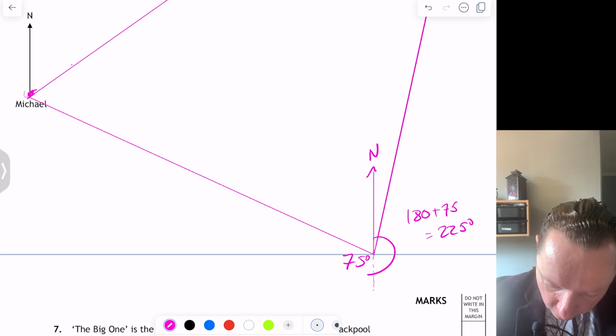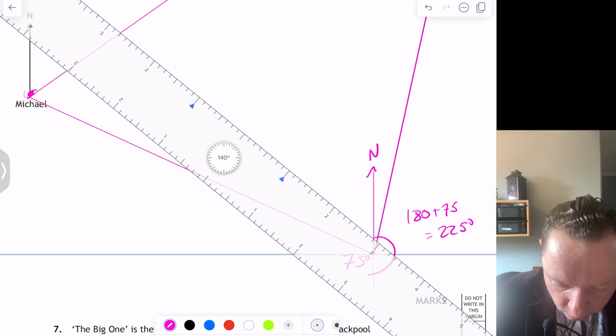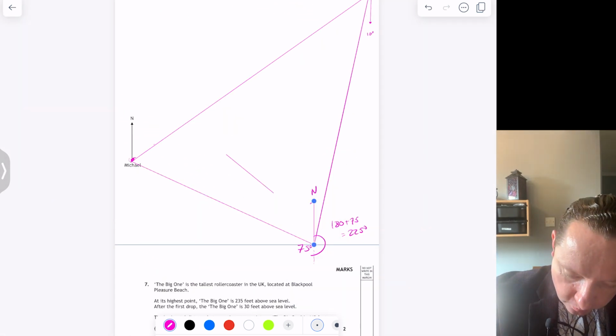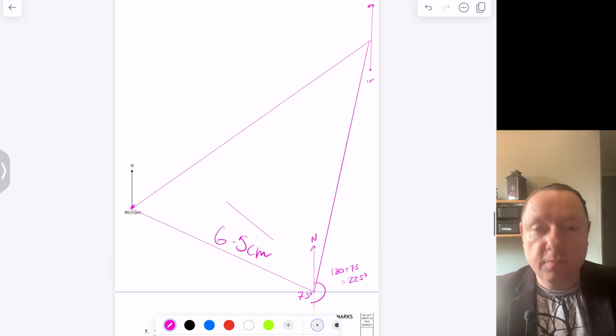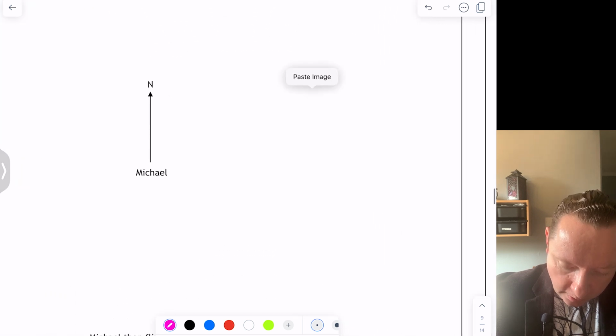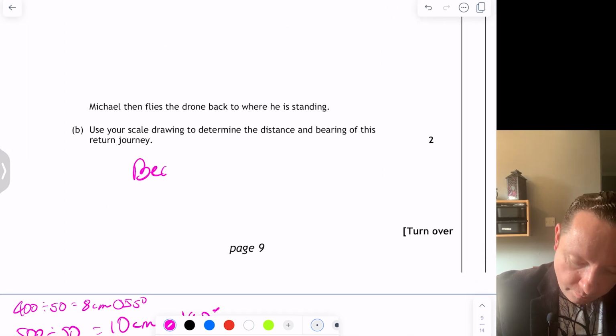So let me just get the ruler and finish this off for you. So for my one, I get about 6.5 centimetres for this line. But again, mine is going to be wildly inaccurate because of the fact that I'm using an iPad here. But let's just say that's what it is. So the bearing is 225 degrees.